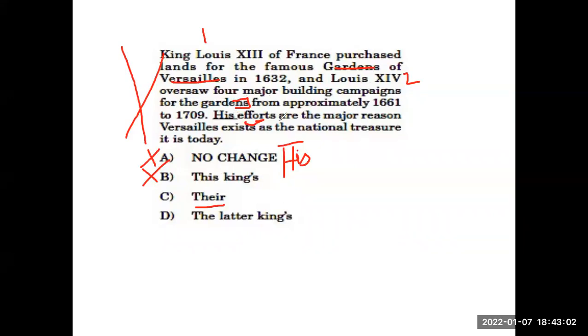If you say "gardens' efforts," it does not make sense. If you say "campaigns' efforts," it does not make sense. Therefore, C is not the right answer. Now in D, it is specified: the latter kings. Latter kings means not the former kings, but the latter kings. So in D, there is no question about whose efforts. It's very clearly specified that of the two kings, we are talking about the latter king's efforts. Therefore, D is your answer.